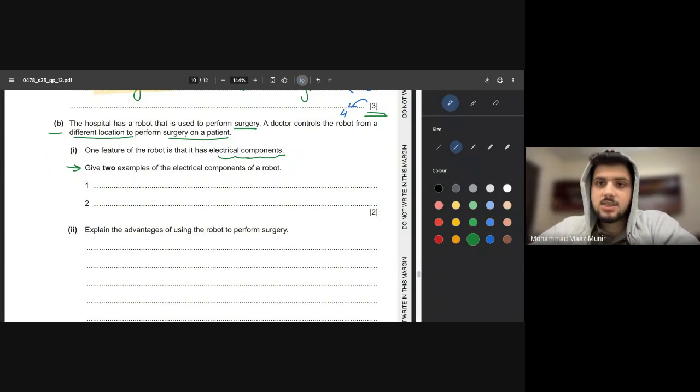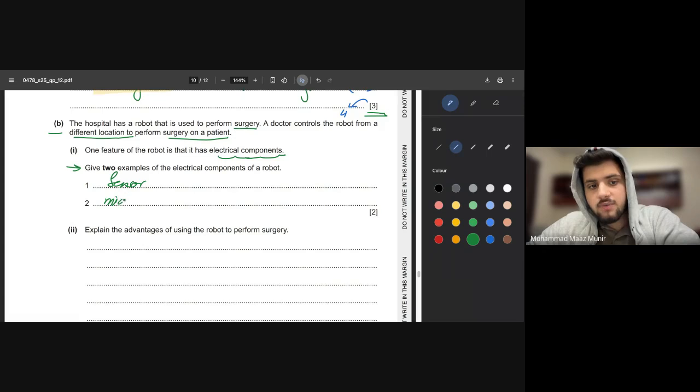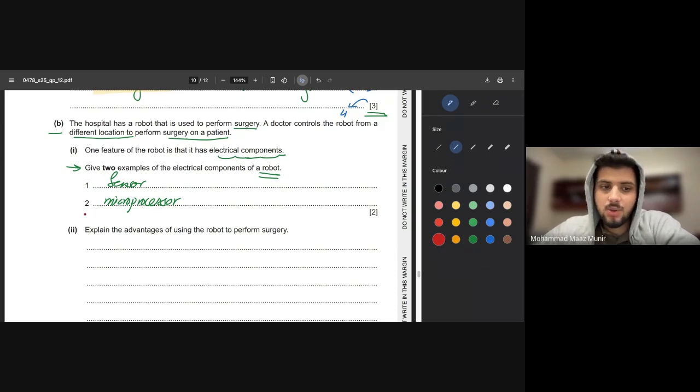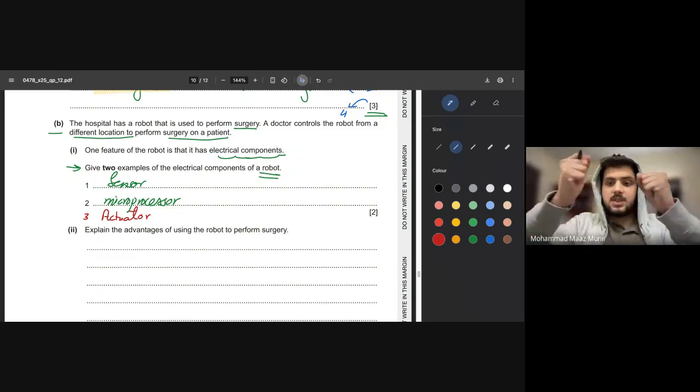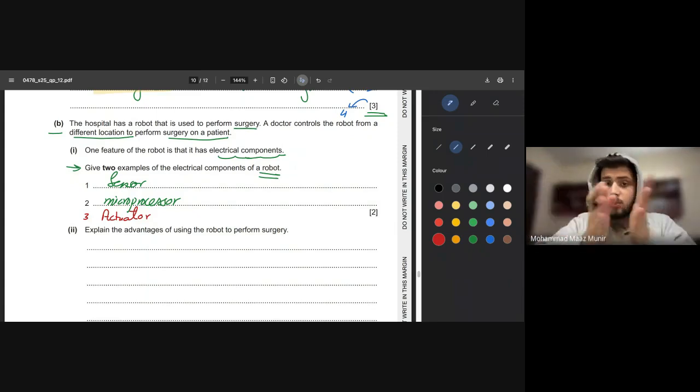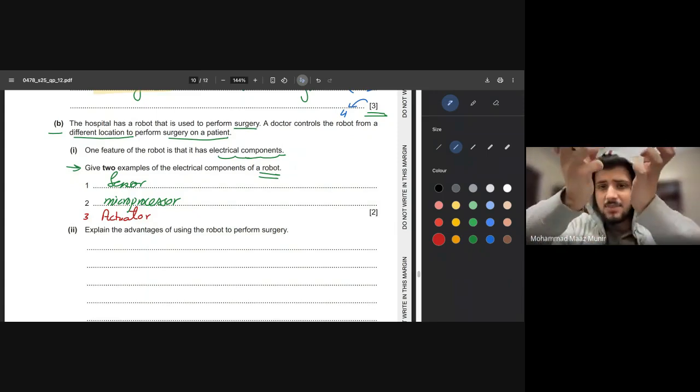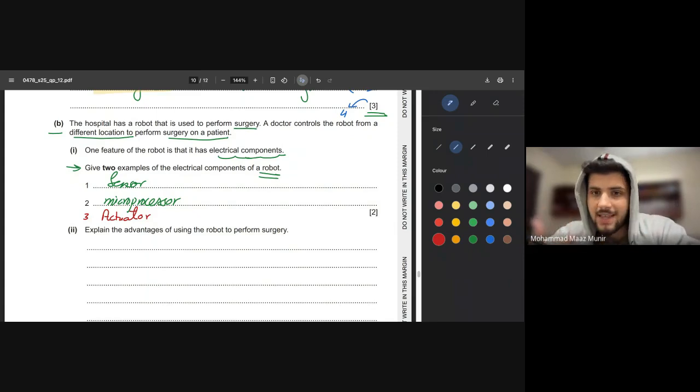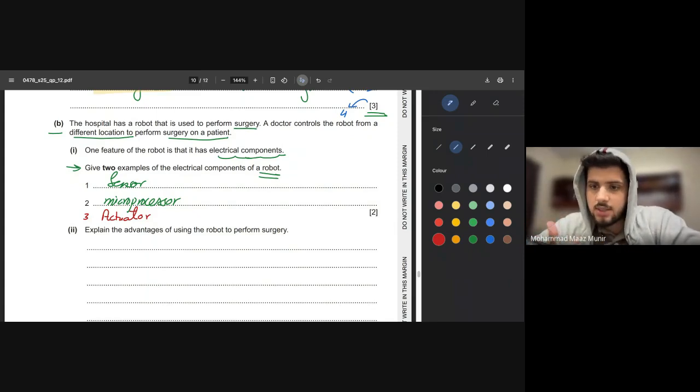So, Mahad is saying sensors and microprocessors. Yep, perfect, Mahad. Sensor is one of the answers, and microprocessor is the other one. So both of these are basically electronic or electrical components which a robot might use. But apart from that, there is also a third one, which is an actuator. An actuator is that specific part of your robot which allows it to do specific actions, like move towards right, move towards left, carry something, or anything that involves mechanical force.